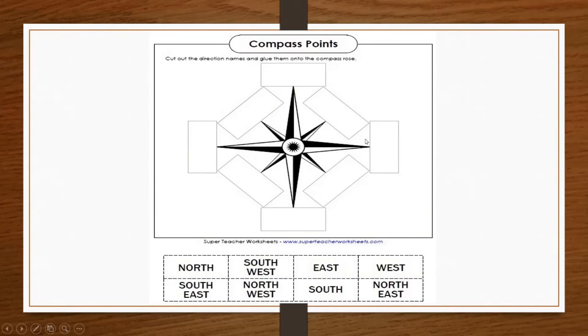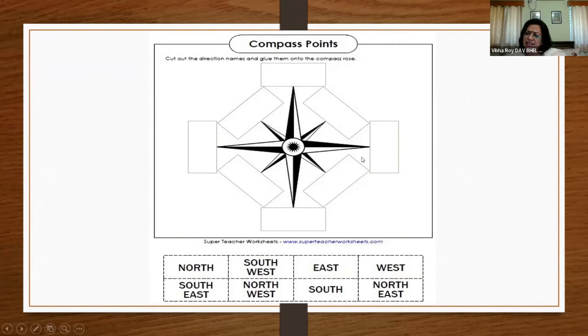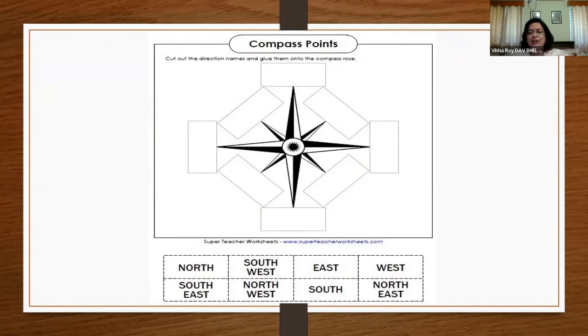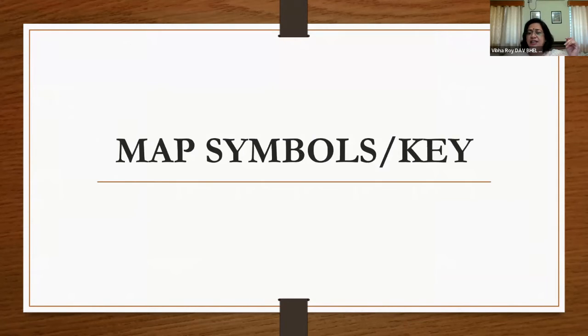Now between north and east, we have northeast. Between south and east, southeast. Between south and west, southwest. Between north and west, northwest. Very, very simple, for us. For children, it may not be. So we can give them this diagram on the board. You can give a printout, whatever, and make them do it, because this is something which they should know. These are some basic concepts which we think are easy, but for them it may not be easy.